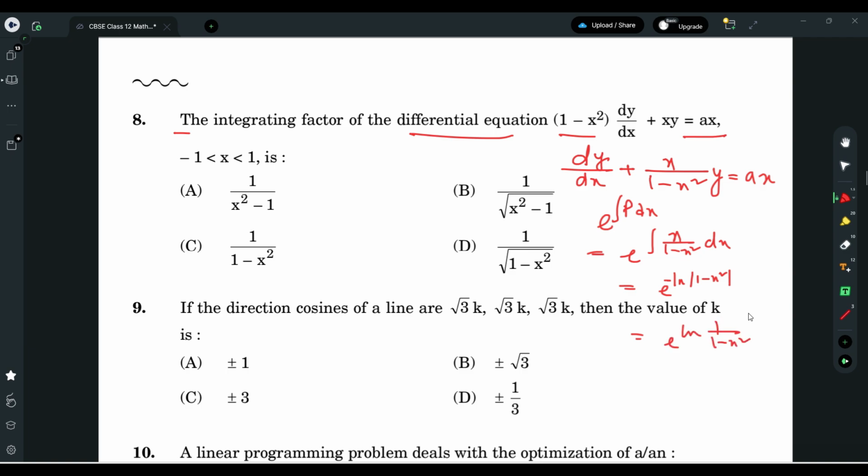This is the formula of log, and this is 1 by 1 minus x square. So C option is correct. Okay. So problem number 9.